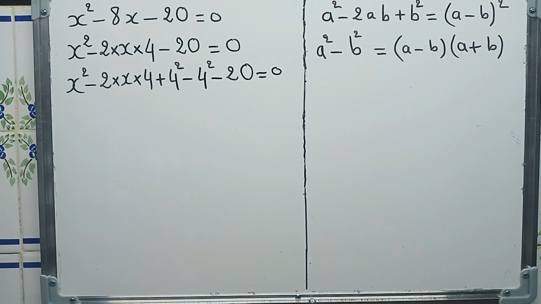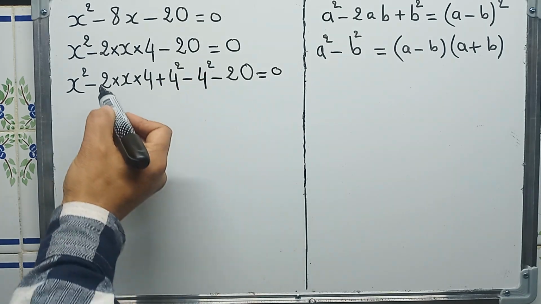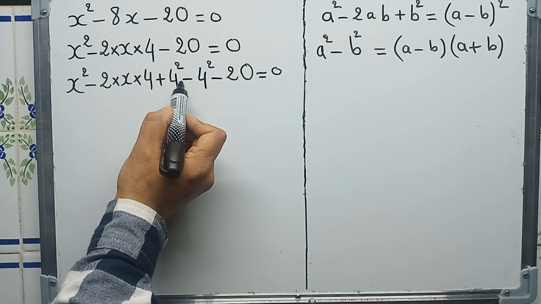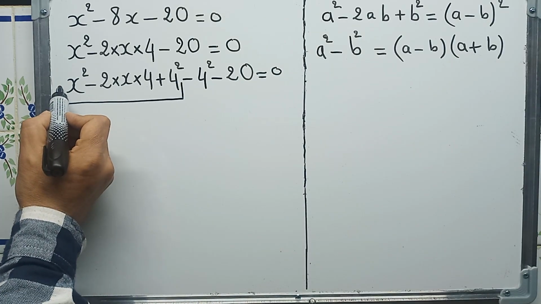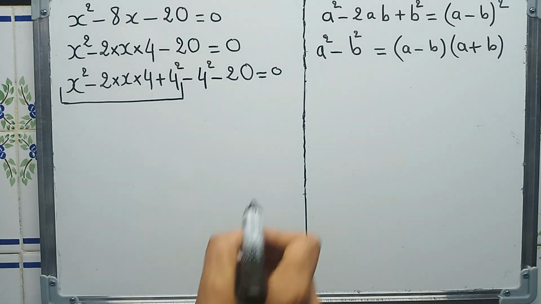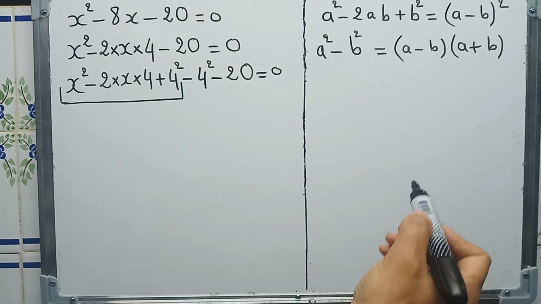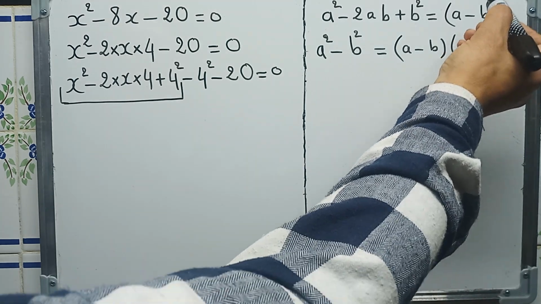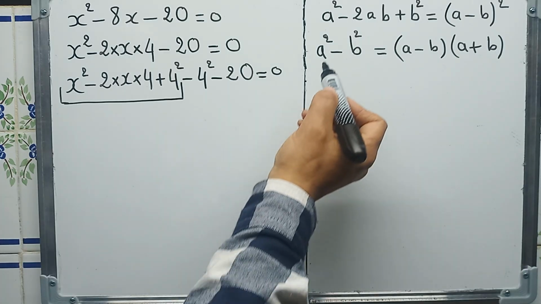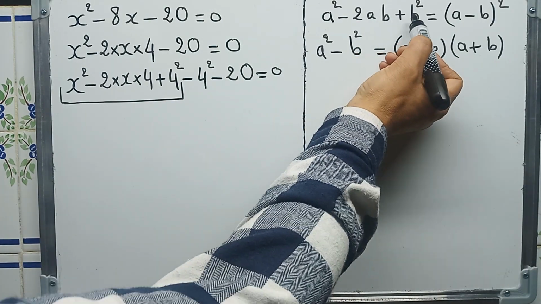Now, our equation is balanced. Those two terms can cancel. 2 times 4 is 8. Good, and here we have our square completed. We have a squared minus 2ab plus b squared is equal to a minus b squared, so x playing the role of a and 4 playing the role of b.